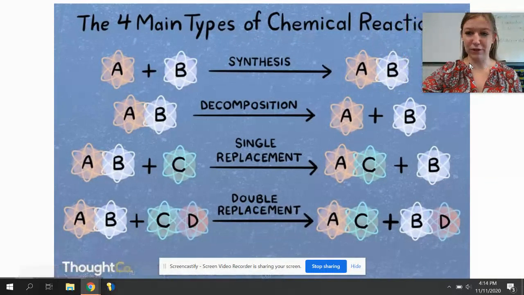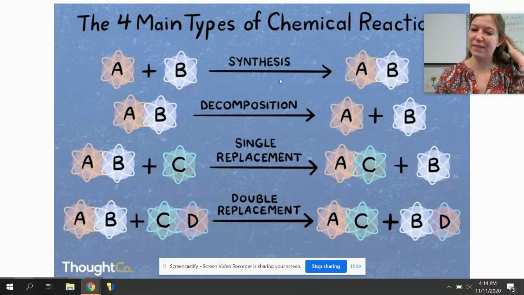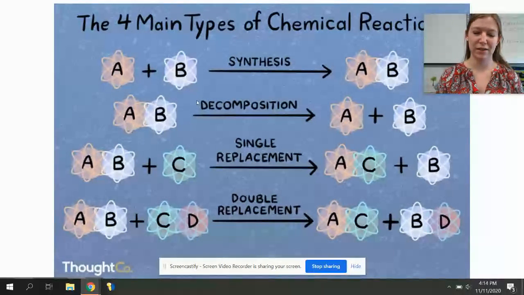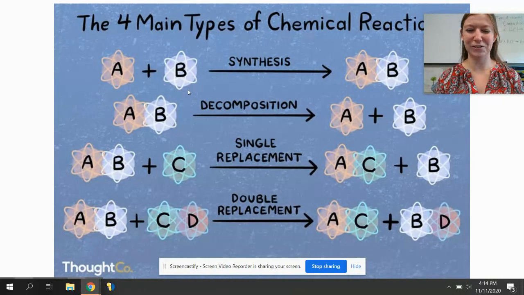Okay, so there are 5 different types of chemical reactions. We can sort them into this category. There's synthesis, and we're going to represent these by looking at some letters. So the letters each represent, they don't represent each other. They represent an atom or a molecule, and in synthesis, A and B here are going to combine together, and they're going to make a brand new thing, AB, okay?